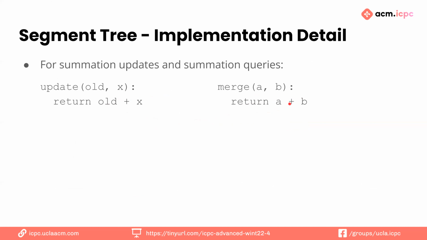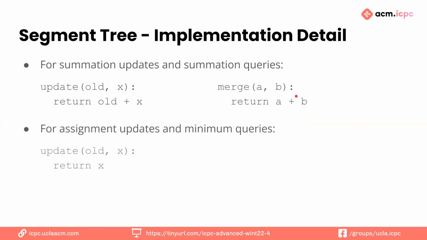So for summation, to update an old value with x, we just add it to it. And if we want to merge two values, we add them. If we want assignment updates, then we just disregard the old value and return the new value. And for minimum queries, we return min of a and b to merge.